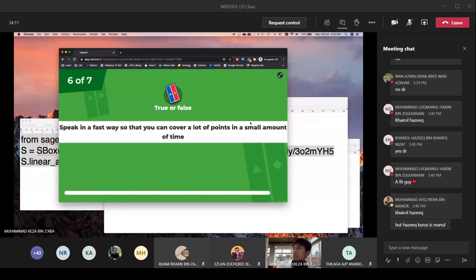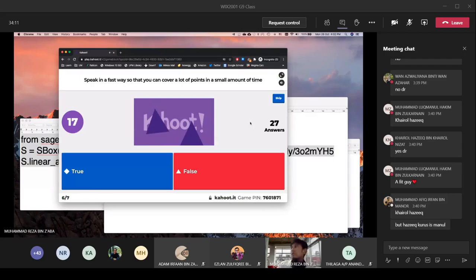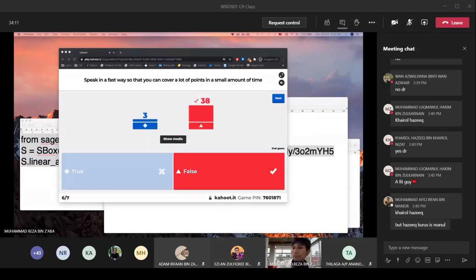Speak in a fast way so that you can cover a lot of points in a small amount of time. False, of course. Speaking in a very fast way, unless you are Quicksilver, and even Quicksilver talks in a normal way. So speak in a relaxed way, not in a fast way, or people may not be able to understand you.